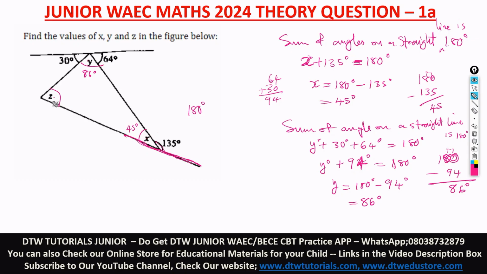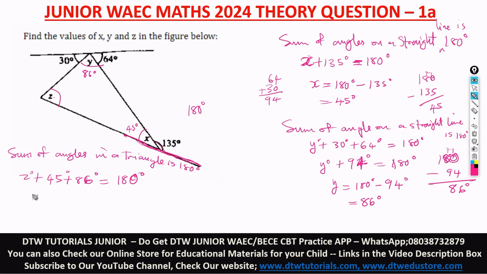Now, to finally find z, what do we have? Remember, the theorem states that the sum of angles in a triangle, not on a straight line, is 180 degrees. So you add this up, so we have z plus 45 plus 86 is equal to 180 degrees, all in degrees. Please don't forget to put your degrees because this is degrees we're working in.